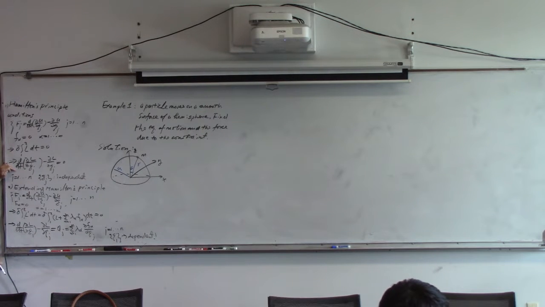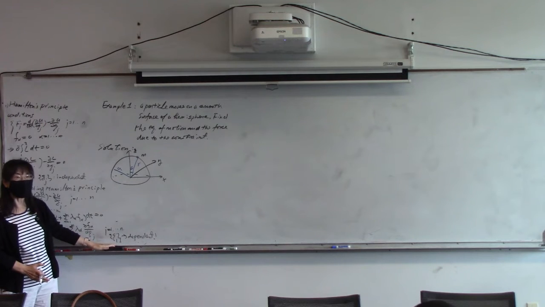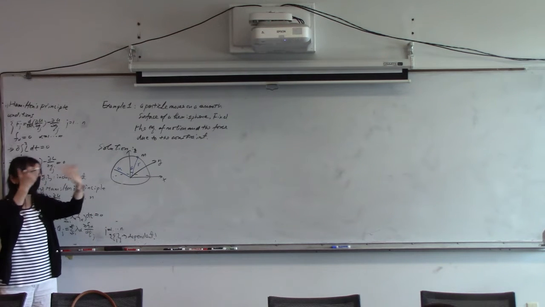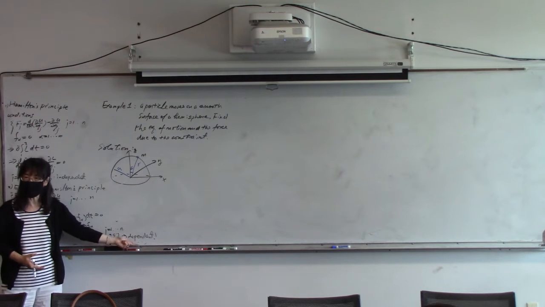But here, the q_j from 1 to n, these are all independent. I mean, we select these generalized coordinates to be all independent, then this equation is satisfied. Now we extend Hamilton's principle to the case, again with the same condition, the system is holonomic. But now we do not restrict our generalized coordinates to be independent. You can select any coordinates to describe the system, even though they are dependent, don't worry.